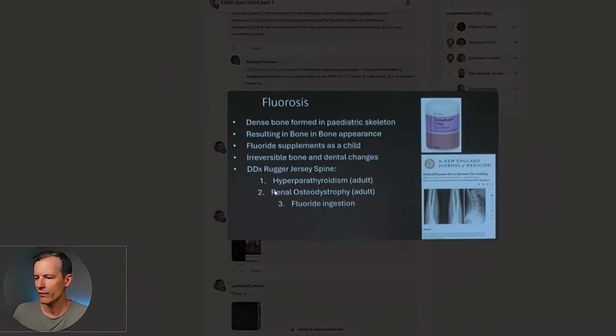But I didn't really find these things as part of the bone-in-bone appearance, or at least not to the same degree as they showed us in the pelvis. And then fluoride ingestion, this was basically fluorosis. So this was obviously very rare and a very interesting case. Okay, so that's it for this case, and now let's move on to the next one.